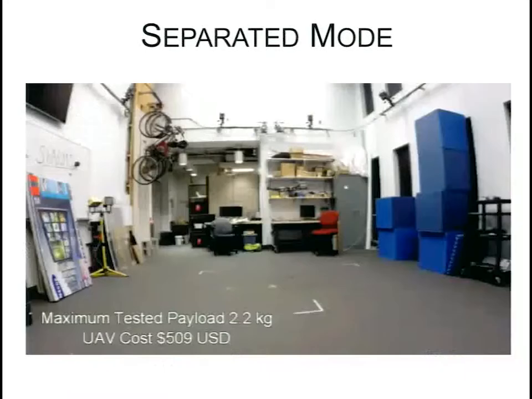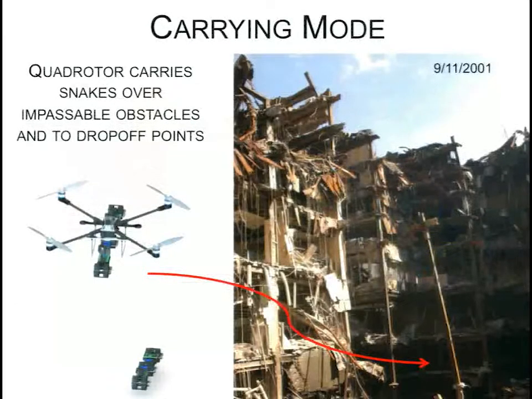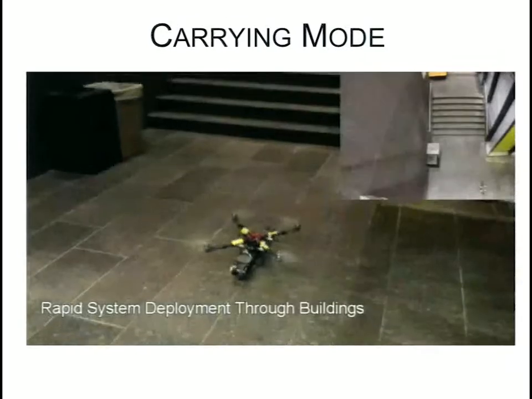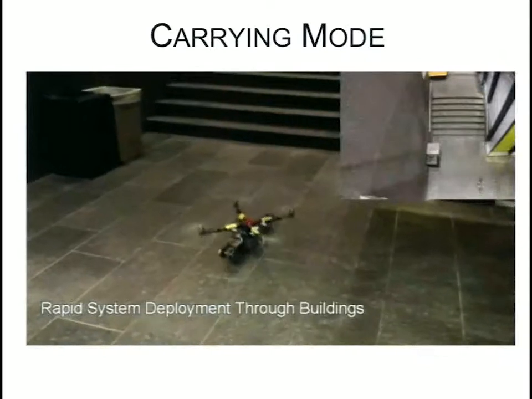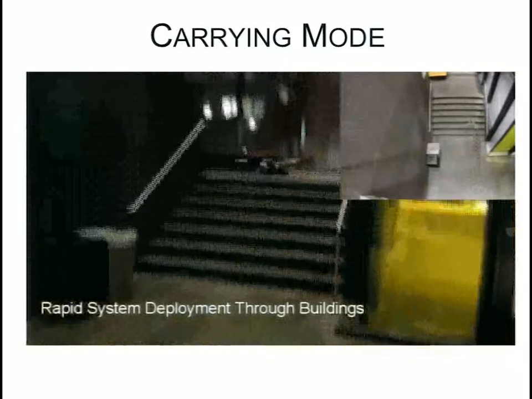Here you can see our quadrotor carrying 2.2 kilograms, which is roughly 5 pounds. The reason why it can carry so much weight is that we would like to be able to carry a single snake at a time, and I'll talk about that right now. Because the third mode we can operate in is called carrying mode. In this mode, we can carry a single snake over large obstacles, and especially things like stairs or other areas of a building. These capabilities together make us able to rapidly deploy the system through buildings and hopefully locate people more quickly.